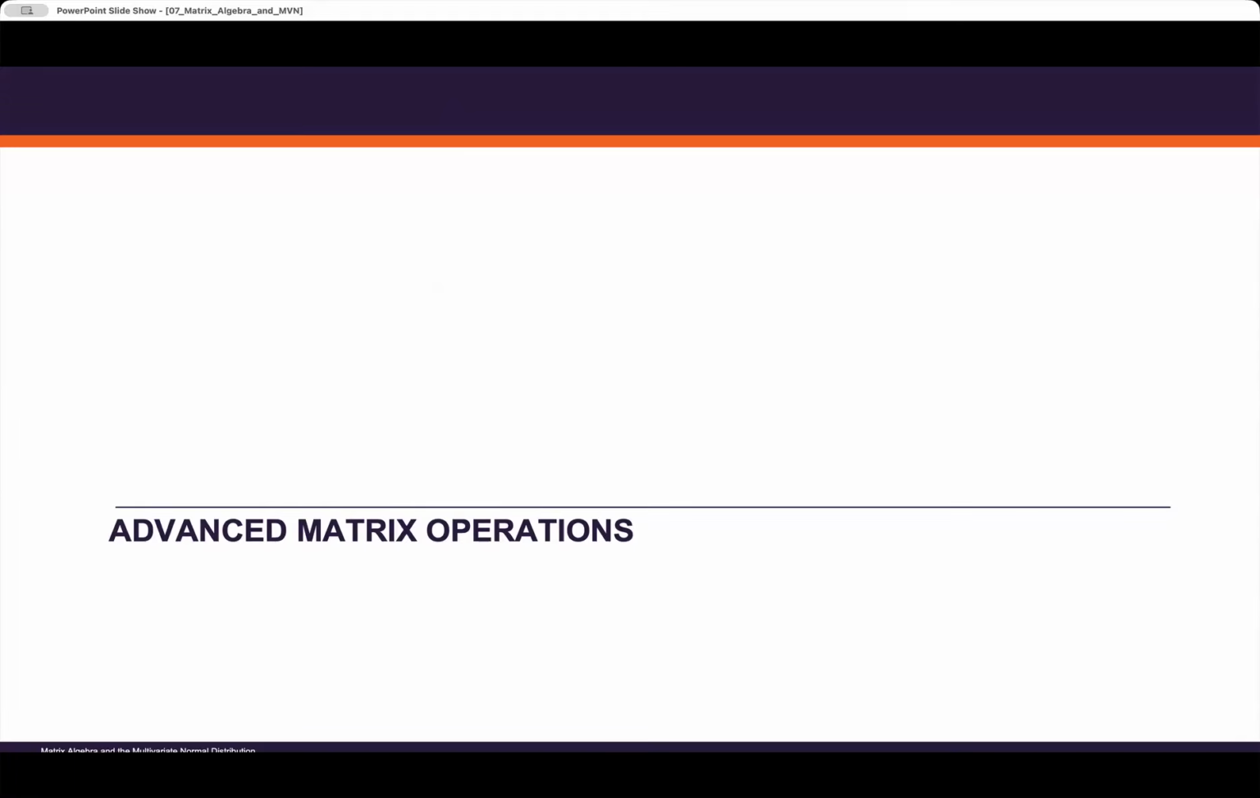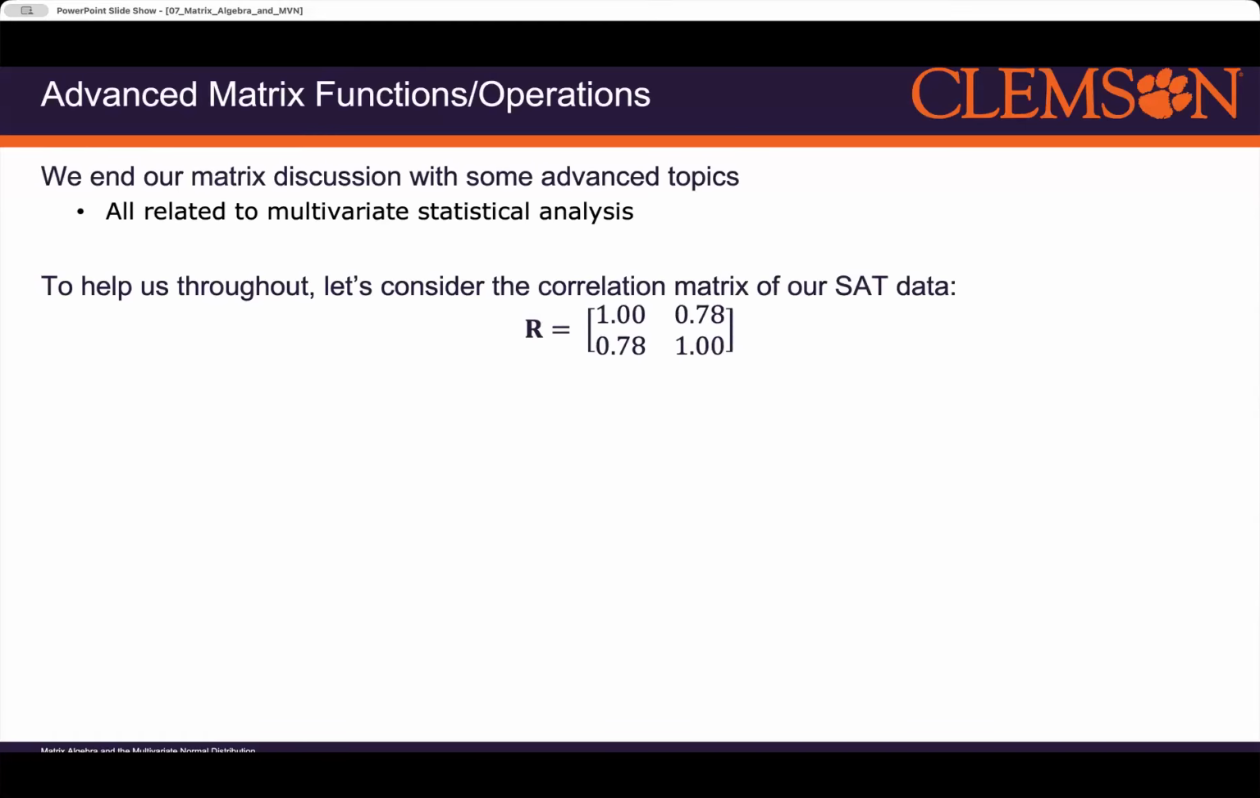Okay, we're here finally to the part where we can talk about advanced matrix operations. These are all related to multivariate statistical analyses. Sometimes we might call this classical multivariate, a field of multivariate statistics that showed up a lot before maximum likelihood took over. But to think about this, let's consider our correlation matrix of our SAT data, right? Ones in the diagonal, correlation in the off diagonal, it's square, it's symmetric, it's size 2 by 2. We'll call that the matrix R.